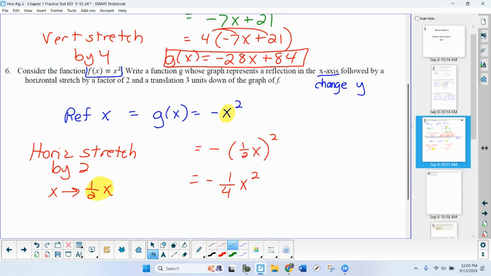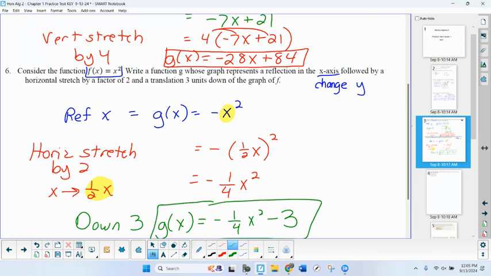And now when you go down 3, what are you going to do? Subtract 3 at the end. So it's negative 1/4 x squared minus 3. All right, if this is our test, how are we doing so far? Good. Okay? Any questions through 6?